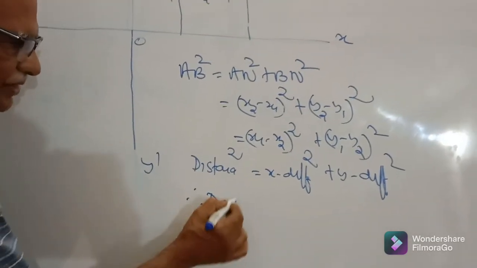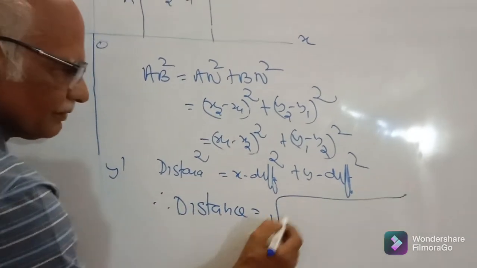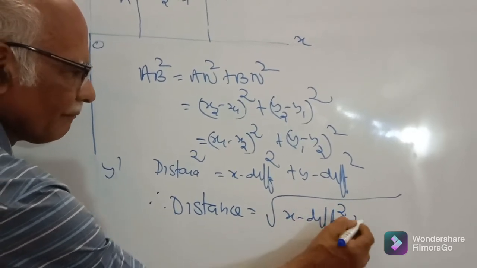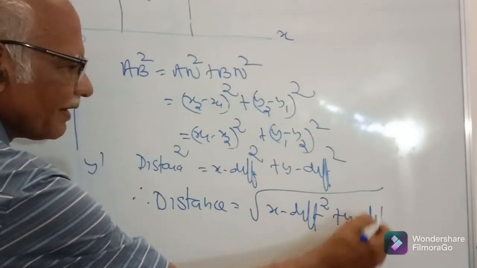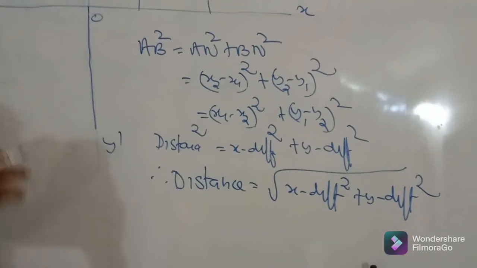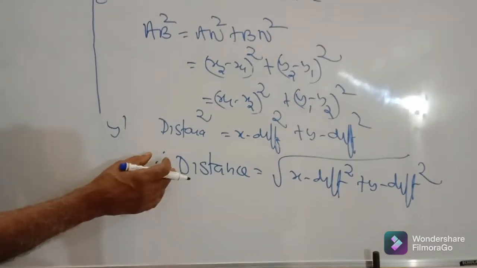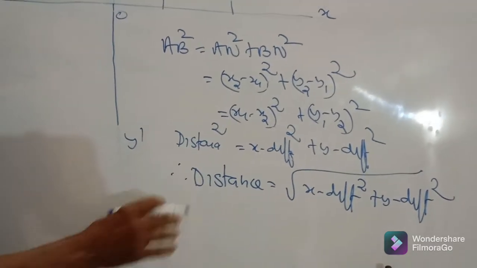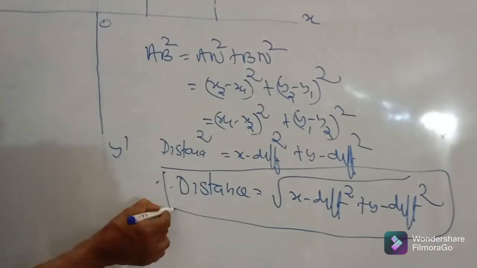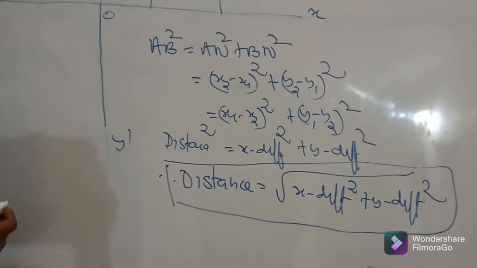Now we go to the distance. Therefore, distance is simply root of x difference square plus y difference square. So distance has a formula like this. So this formula is to be applied in questions connecting with the distance. So remember, distance is simply root of x difference square plus y difference square.